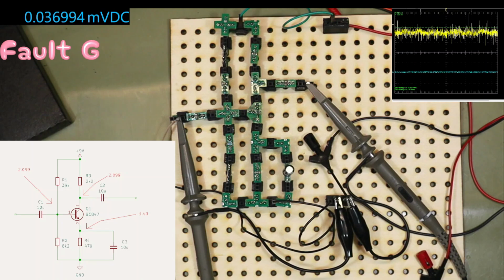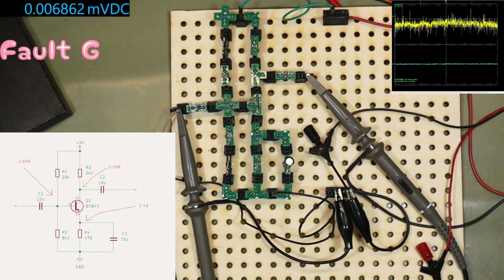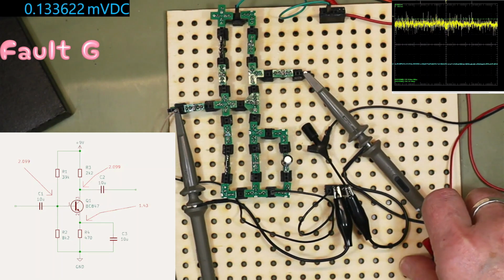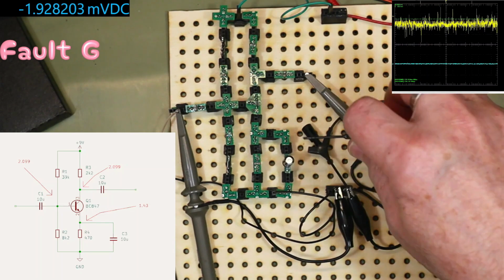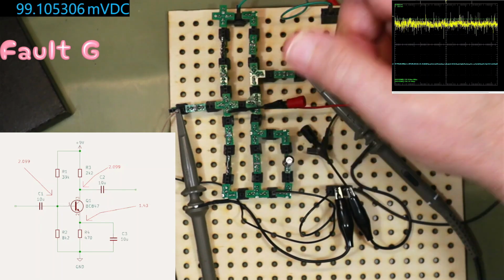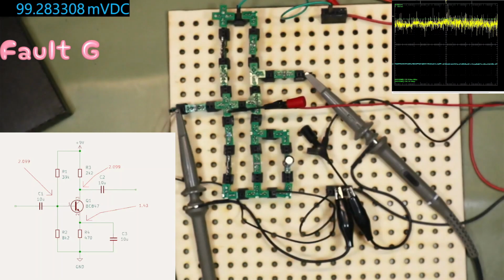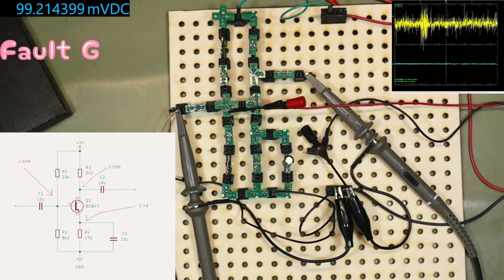Right, here we are. Well, fault G. What have we got? We have a mucked up input. Input signal is very low. We have no output. So again, let's have a look at the voltages, and I'll adjust the voltages on the drawing so that you can see what's going along.